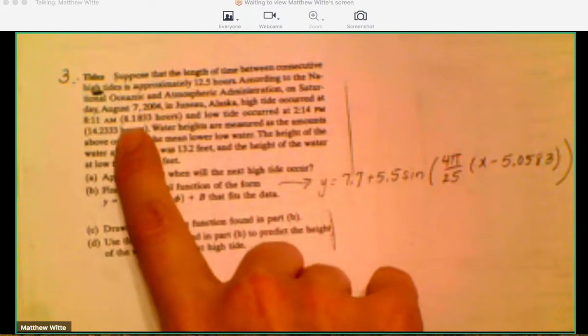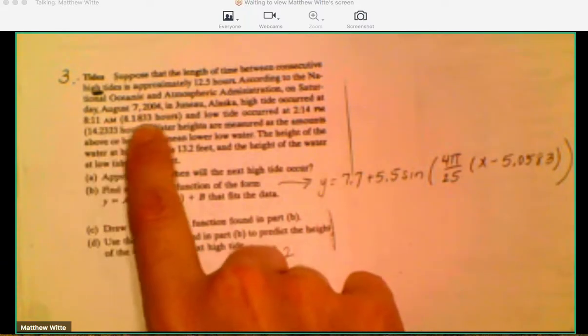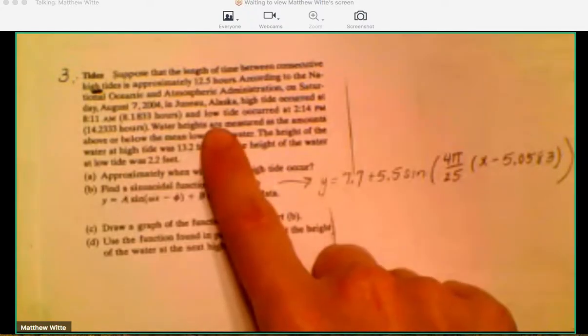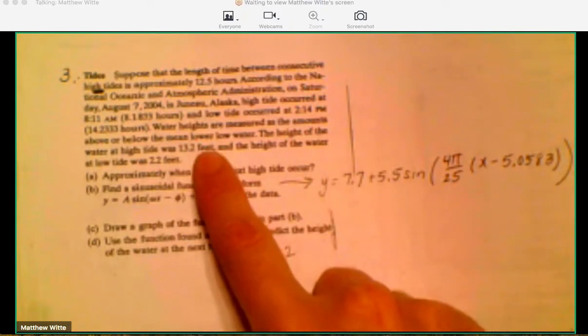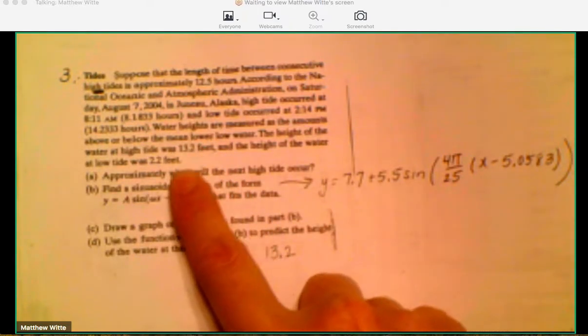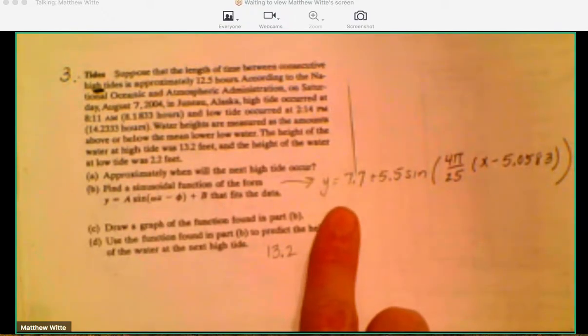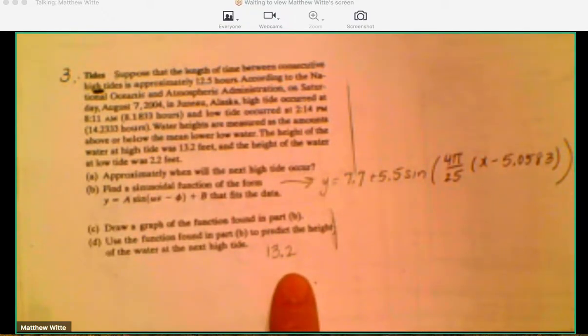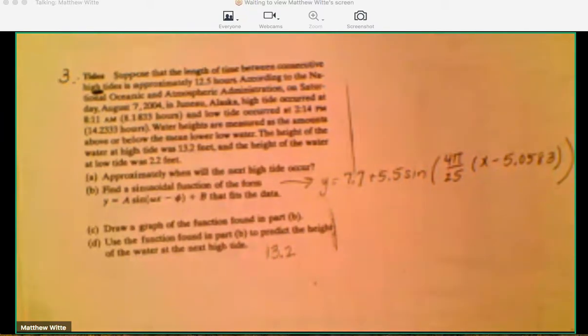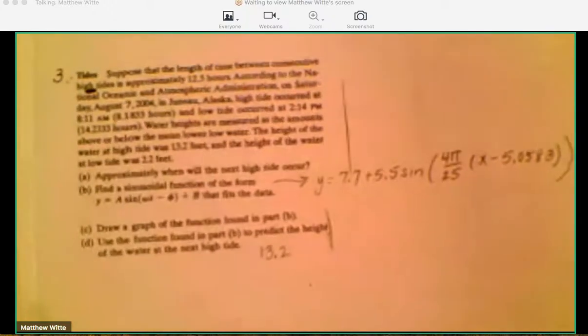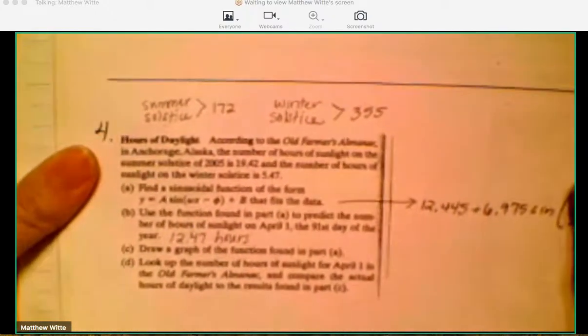And they use just what 8:11 a.m. is in terms of hours, 8.1833. And then they just ask you to do that. So approximately when will the next high tide occur? Find a sinusoidal function. If I ask you to find it, I'm asking you to do it by hand. And then it says use the function found in part B to predict the height of the water in the next high tide.